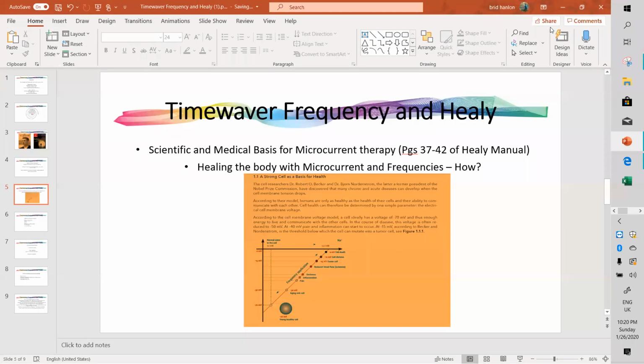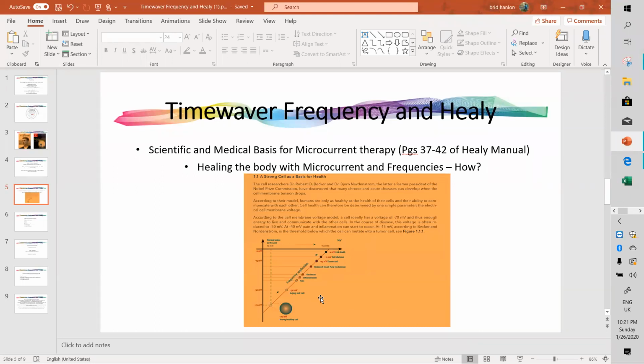But from this diagram, you can see that a healthy cell has a cell voltage, a cell potential of -70 to -50 millivolts. With that cell potential, there is optimum movement of ions across the cell membrane. There's optimum communication between the cell and the intercellular space, both around the cell and then the whole organ as a whole. If all of the cells have this voltage potential, then the organ works efficiently.